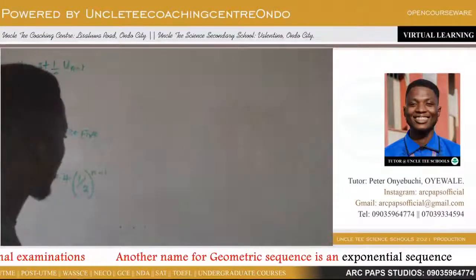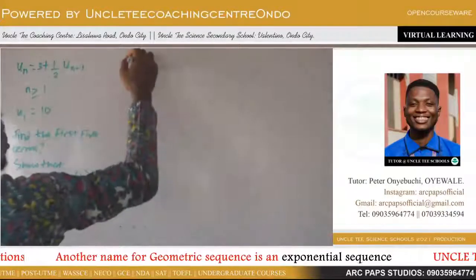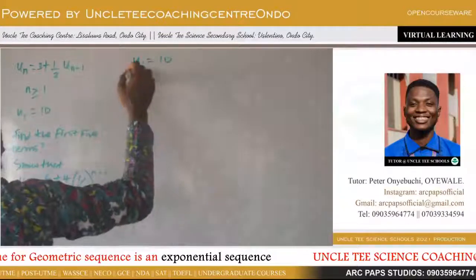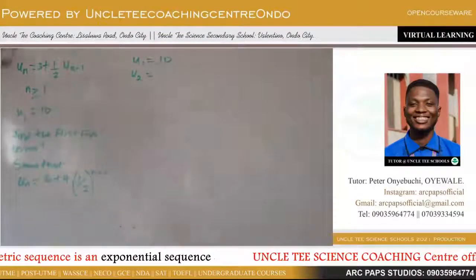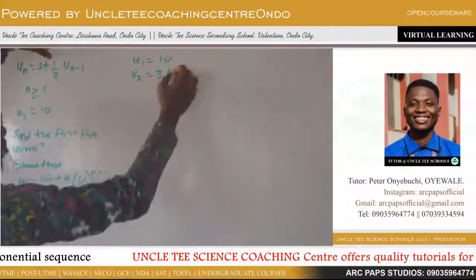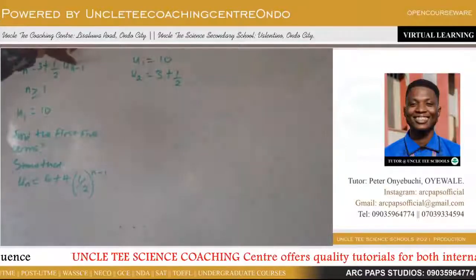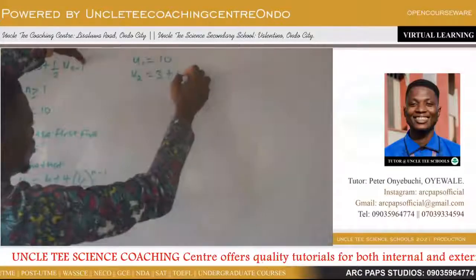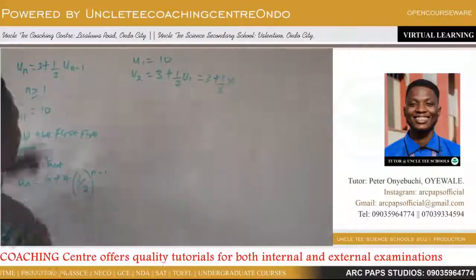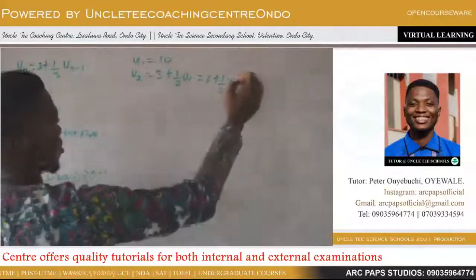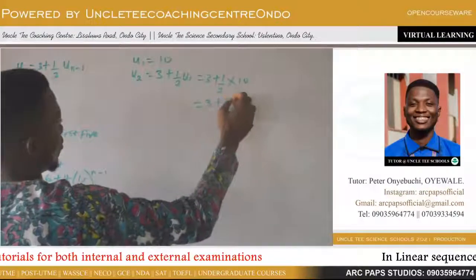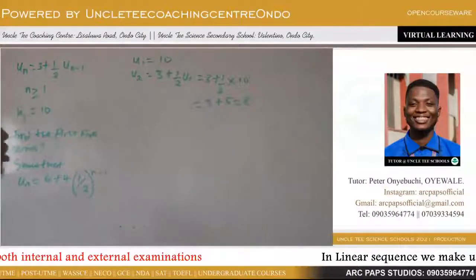Now, the first thing that we are going to do is, since we are given our u1 to be 10, our u2, now look at the number here, 3 plus 1 over 2. Now our n we are using is 2, so that will be u2, which is u(2 minus 1), which is u1. Now that will give us 3 plus 1 over 2 times our u1, which is 10. Half of 10 is 5, plus 3 is 8. It means that our u2 is 8.